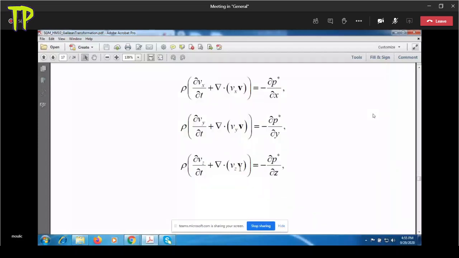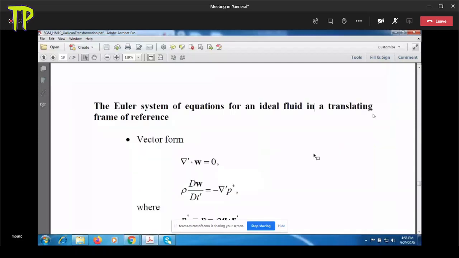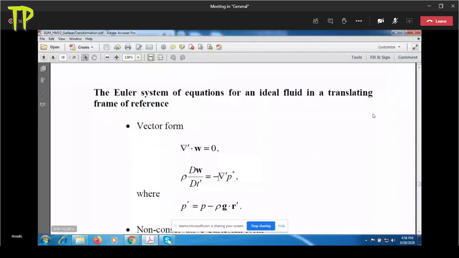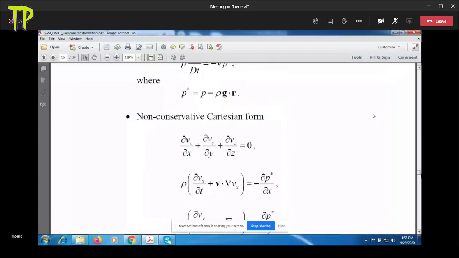Now we want to look at Euler's equations in a translating reference frame. For the sake of time, I'm not giving you the derivation, just showing you the form. If you recall, I've introduced the operators before, but let me do it again.